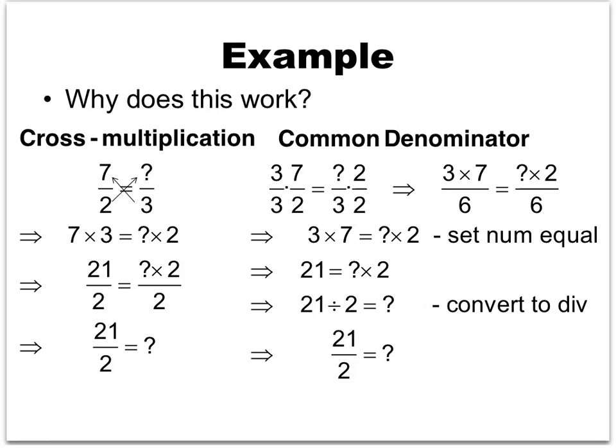Okay? And so let's note some similarities. Specifically, note these two steps right here. Those two steps are basically the same. When we cross multiplied over here, that's the same as what we got when we set the numerators equal to each other. Now over here, when we divided by 2, that was basically equivalent to converting from a multiplication problem over to a division problem. And then of course the last steps are the same.